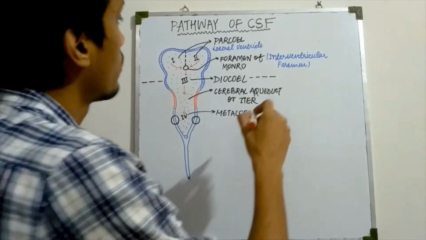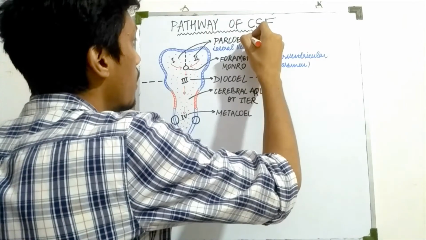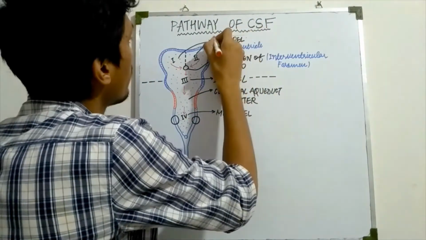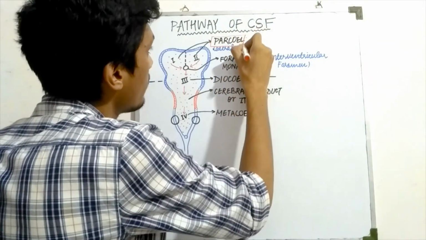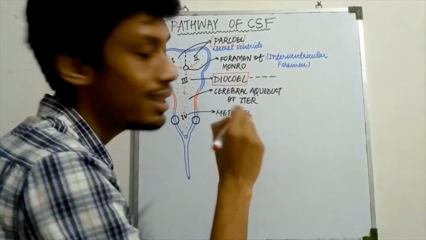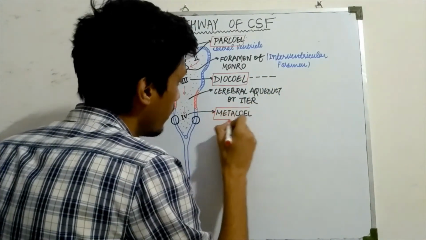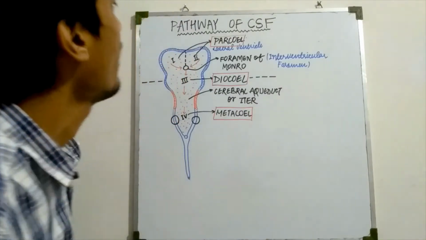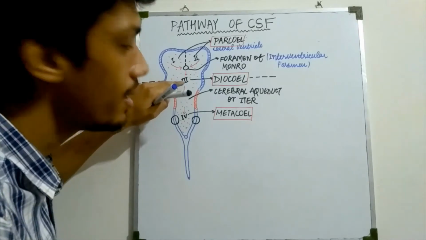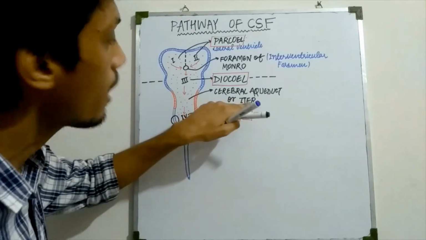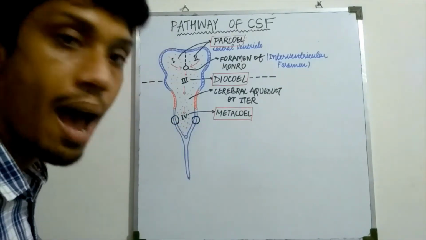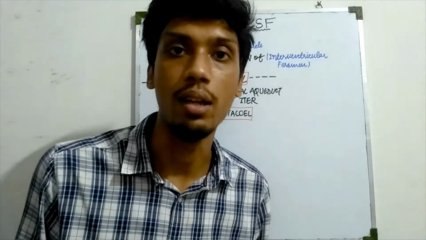Now from paracoele it moves to diacoele. So first of all, CSF is present in the paracoele, then it goes to the diacoele, and then it goes to the metacoele. From paracoele, through the foramen of Monro to diacoele, and from diacoele through the aqueduct, cerebral aqueduct or iter, to metacoele. Now, what happens to CSF in the metacoele?